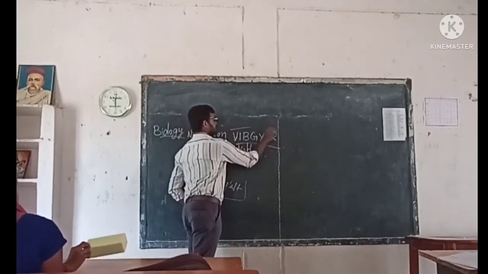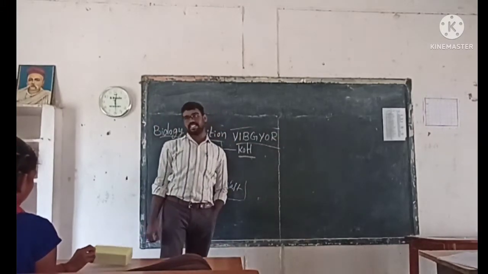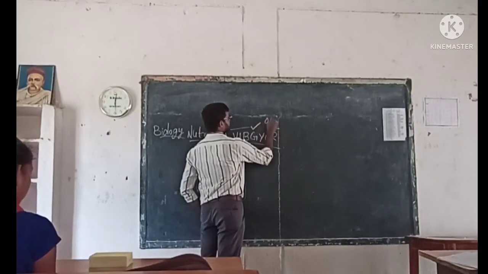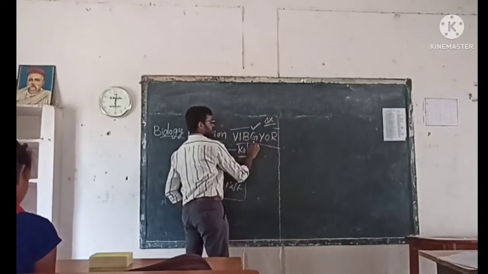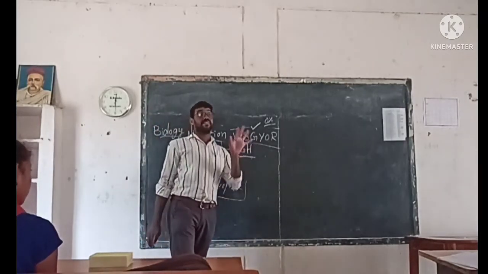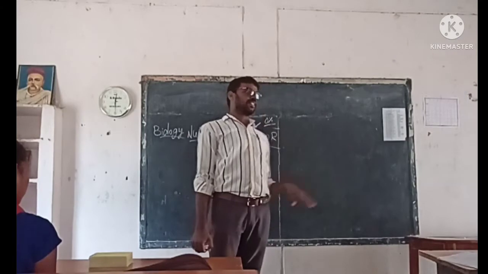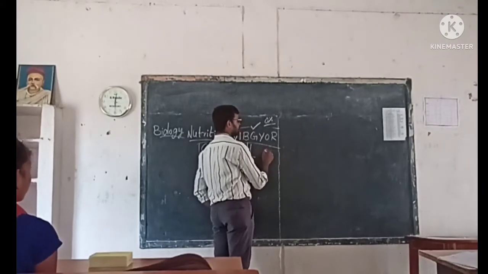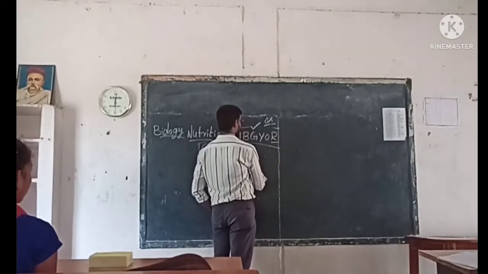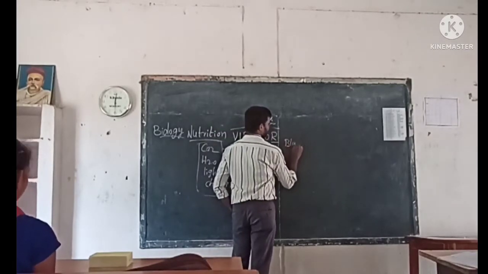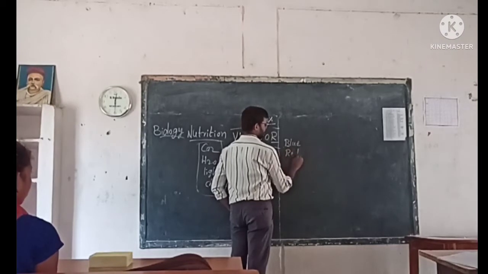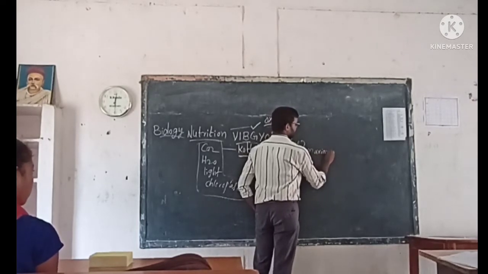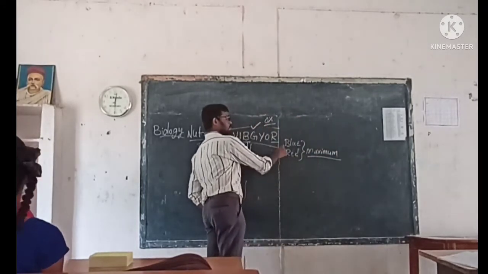So, among these seven colors, some colors are not useful for photosynthesis. That color is green. Which color? Green. So, there is 0% photosynthesis in the green color. In which colors have we seen maximum photosynthesis? Red and blue. Maximum photosynthesis occurs in the blue and red color.